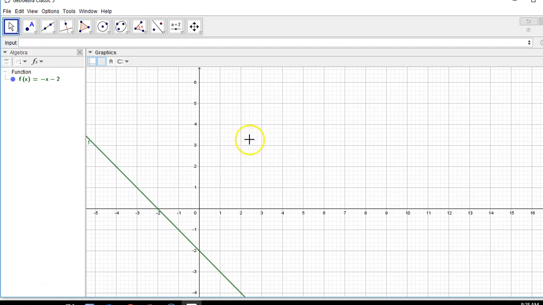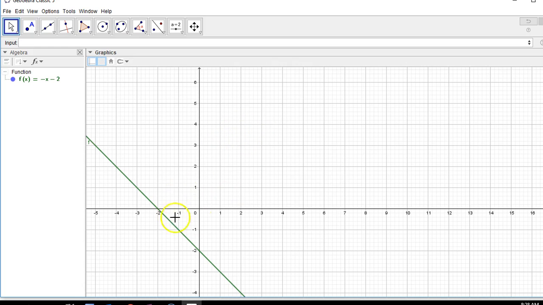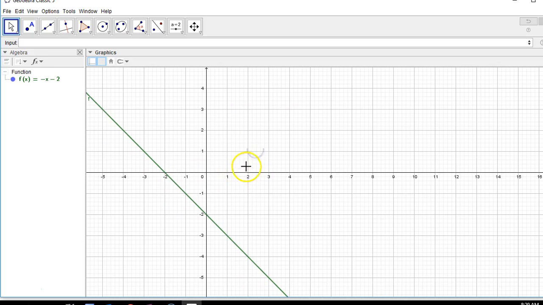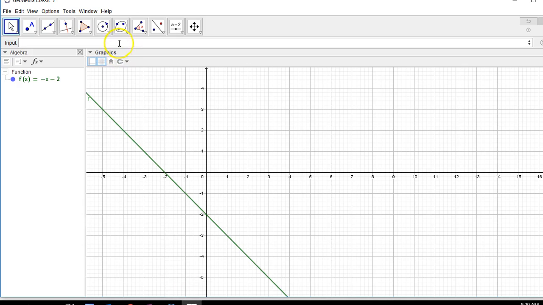So what else I did here, in case you didn't have it like this, is I right-clicked and hit axes and grid. That way I can go ahead and see these as well, where the graph goes. So that's our first graph. Now for our second equation, we have 2/3 x plus 3. So always put your fractions in parentheses. 2/3 x plus 3.